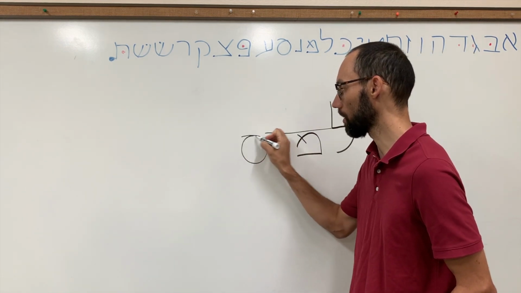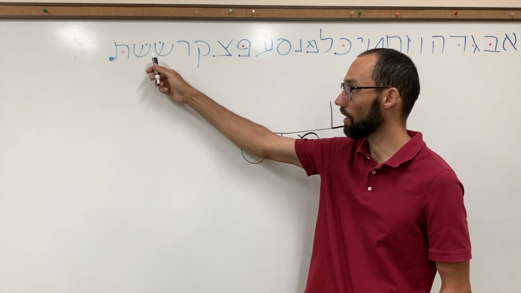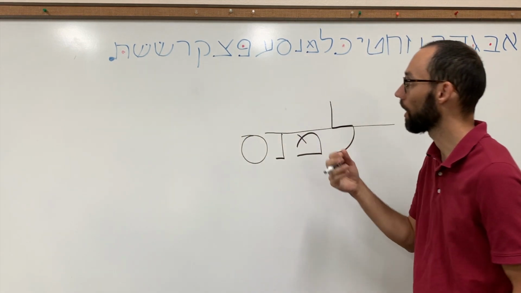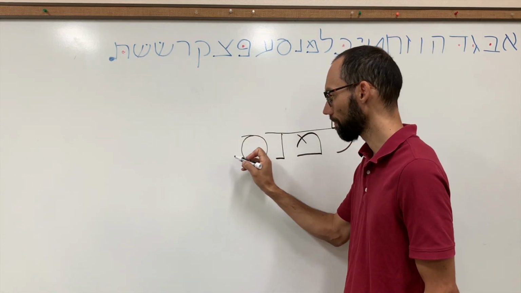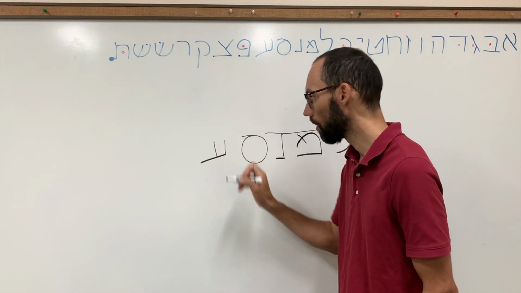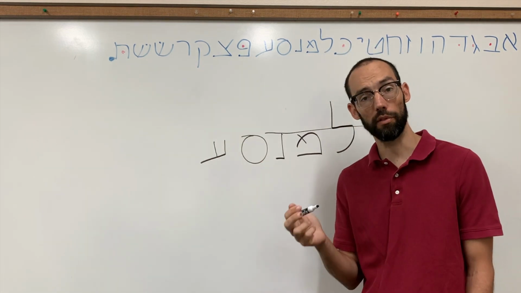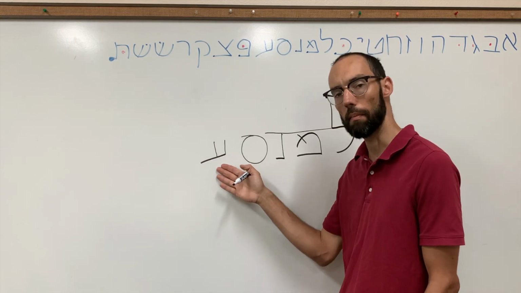I forgot to mention that the Samek and the Sin make the same sound, an S sound. And we talked about Ayin, just come down, over, and there. You need to come up with little memory devices for yourself for how to remember these.